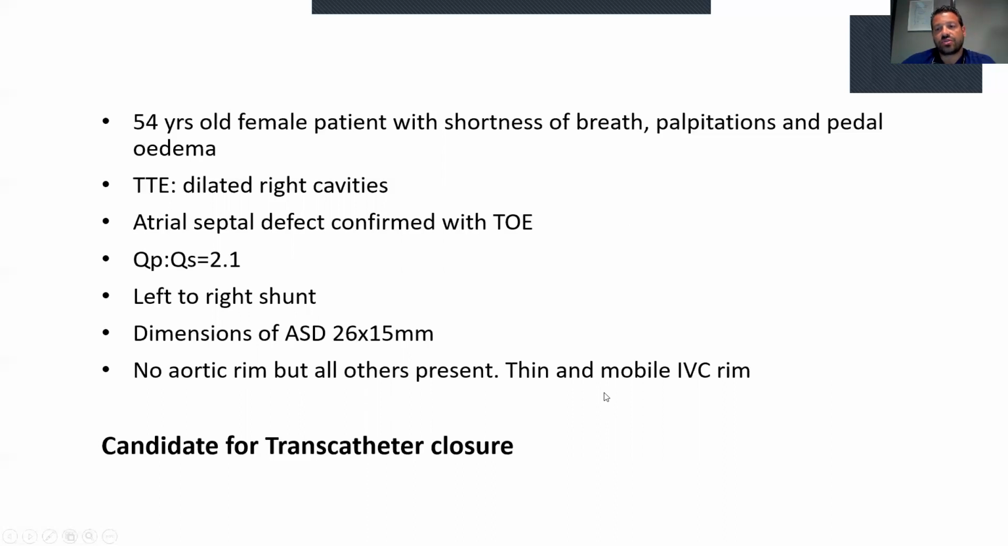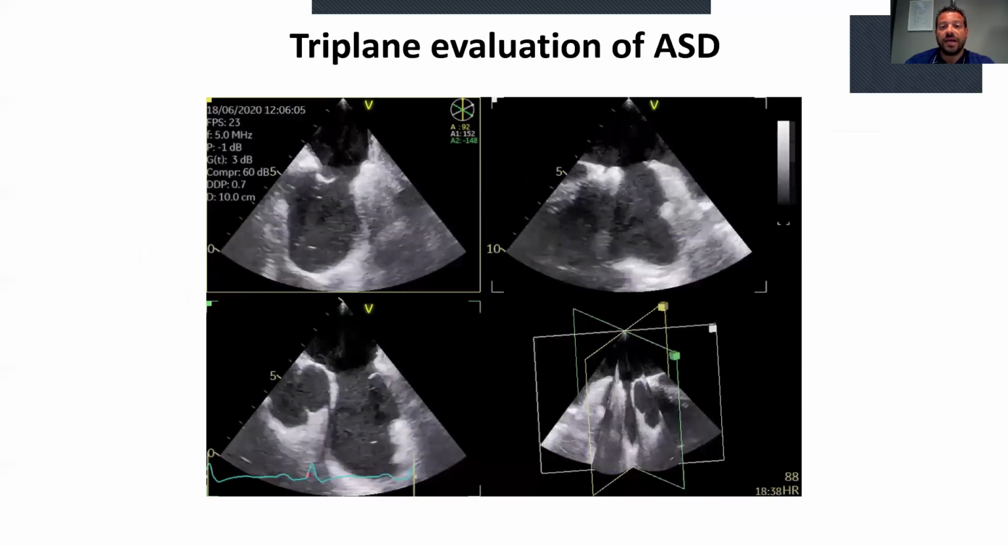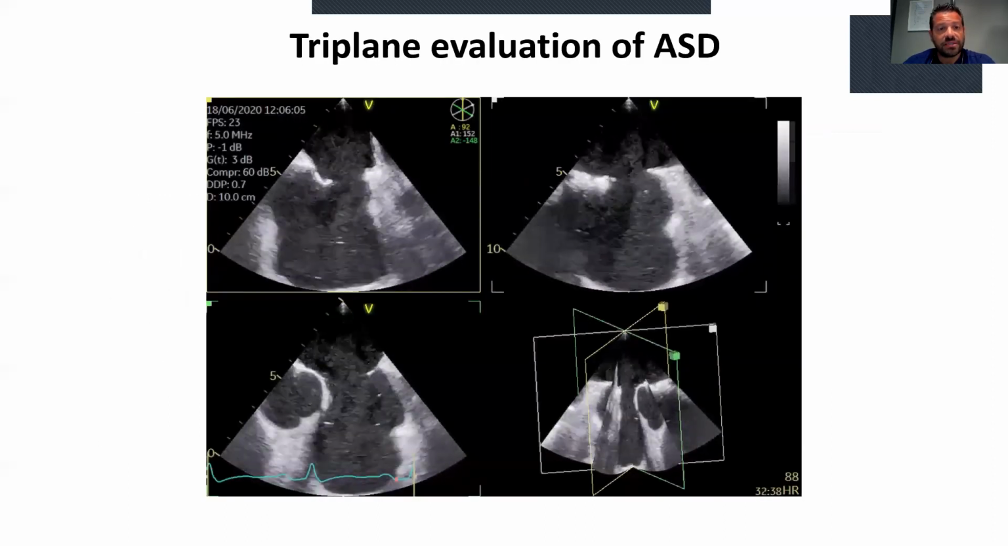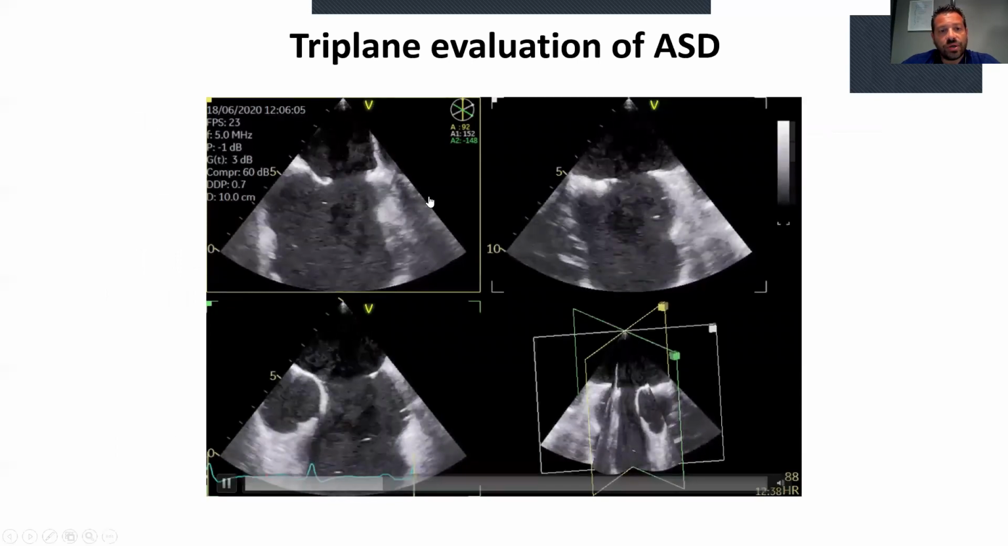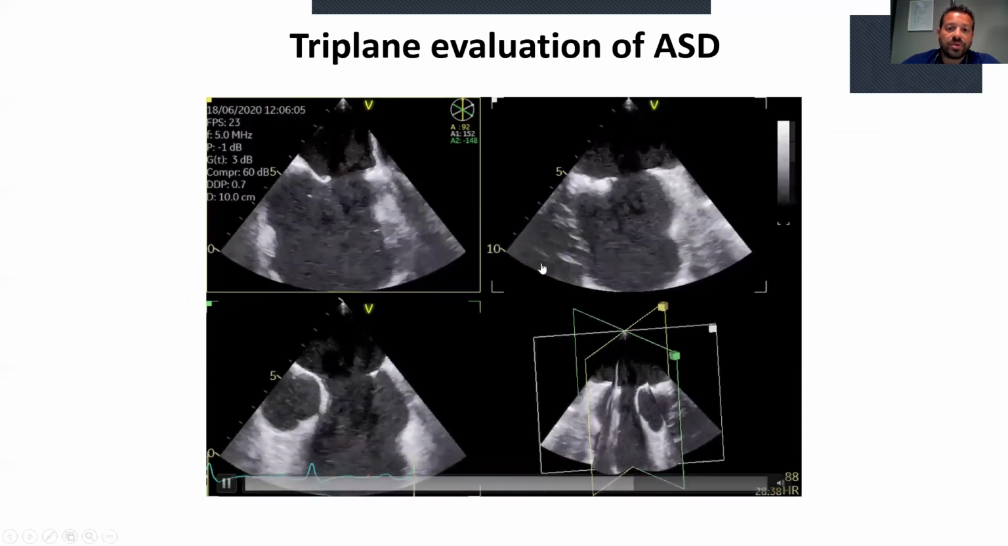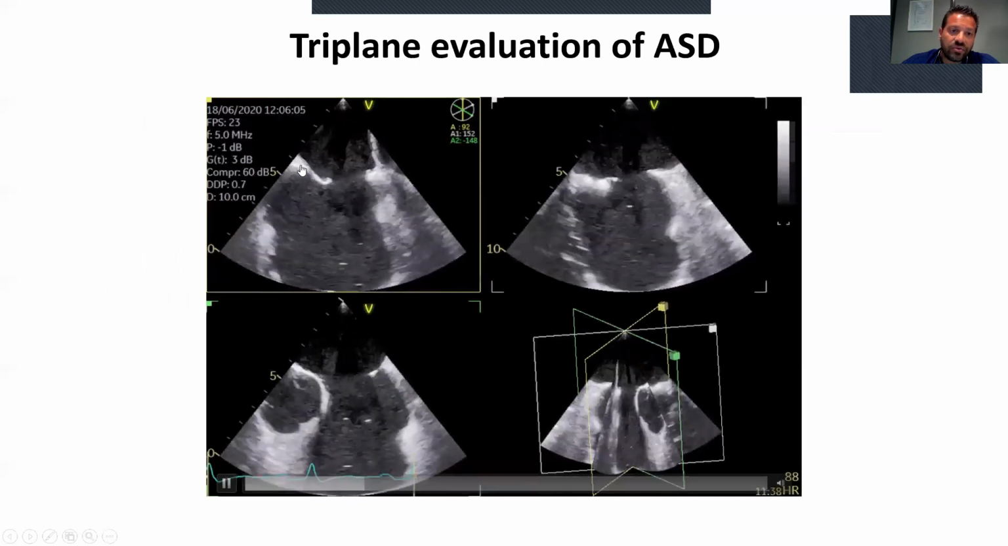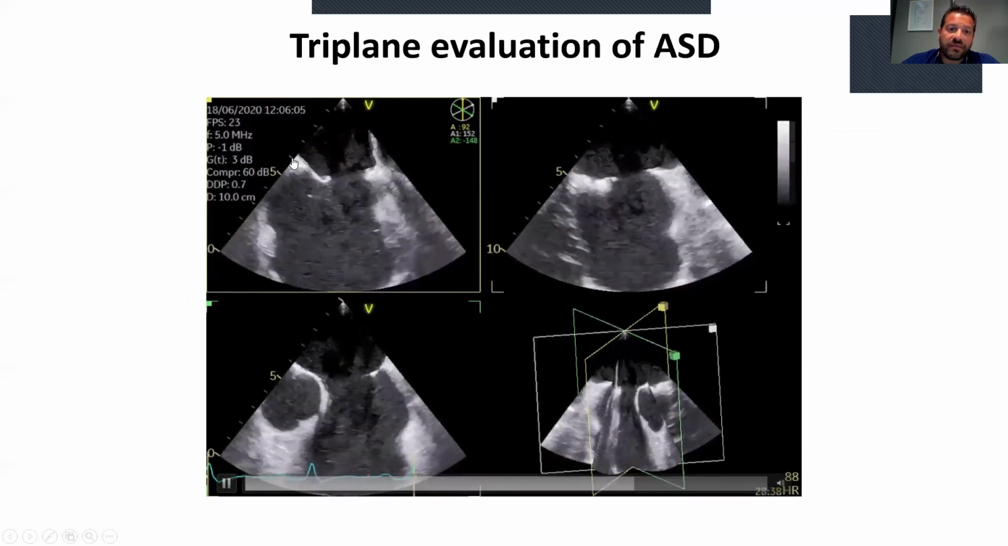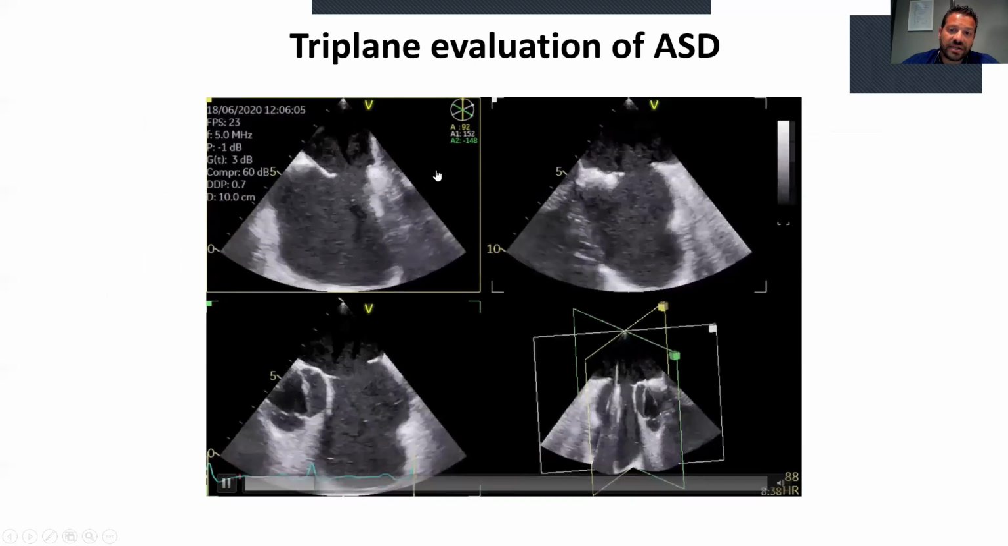So this case was considered operable and suitable for transcatheter closure device. And let's see some images of this case. In this triplane view, you can see modified views of bicaval view with inferior and superior vena caval rim.